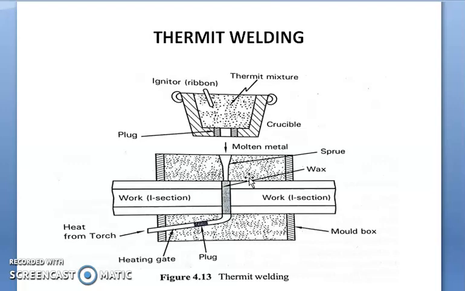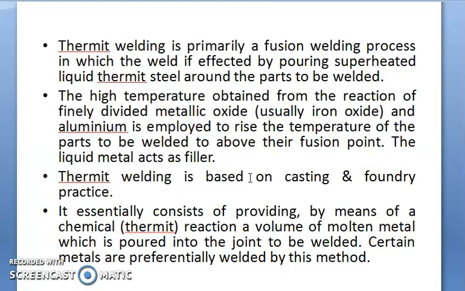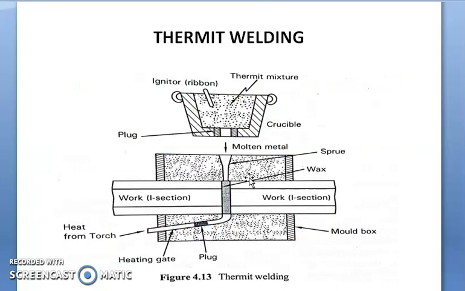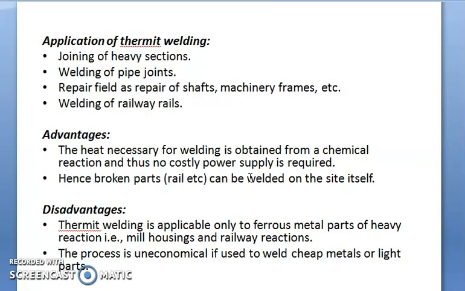Hope all of you understood this concept. This is all about the operation of thermit welding. The applications are joining of heavy sections, welding of pipe joints, repair work such as repair of shafts and machinery frames, etc. Welding of railway rails. So these are some applications.